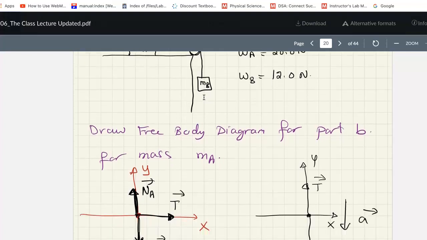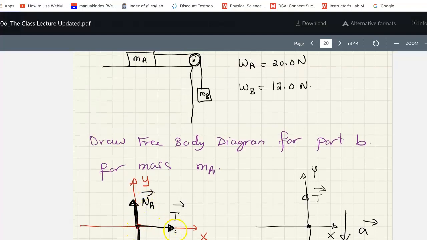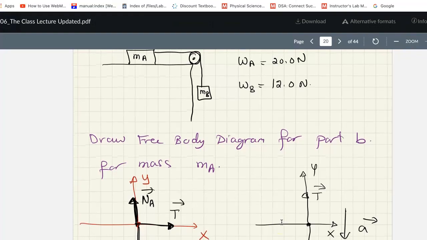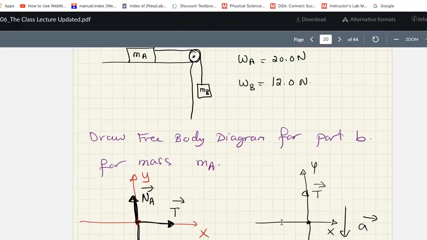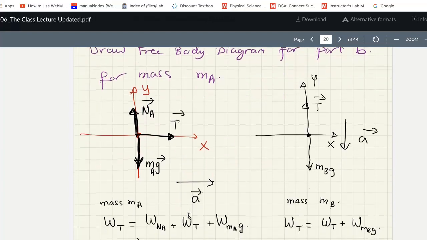B. Then we're going to have mass 1, it has the tension on it to the right. It has that normal N_A upward. It has its weight m_A g or W_A downward. For the second mass, mass B, we have tension upward, m_B g downward, and we have the acceleration downward. For mass A, we have the acceleration to the right.